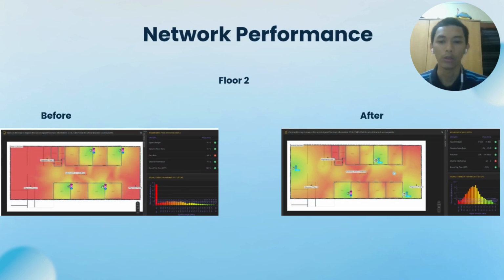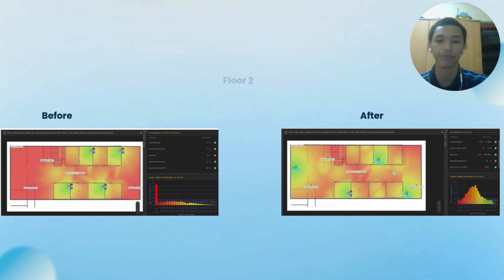So for floor 2, before the optimization, floor 2 suffered from high latency and inconsistent data rates. Packet loss was also a significant issue. After the optimization, the latency was reduced to an acceptable level, below 100 ms, and the packet loss was eliminated, and data rates improved to exceed the 10 Mbps requirement. So it ensures a smooth and reliable connectivity, the same as floor one, or the ground floor.